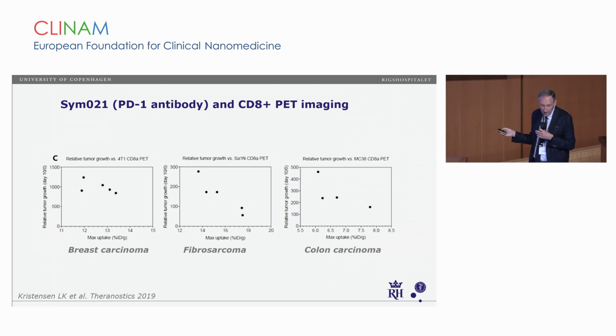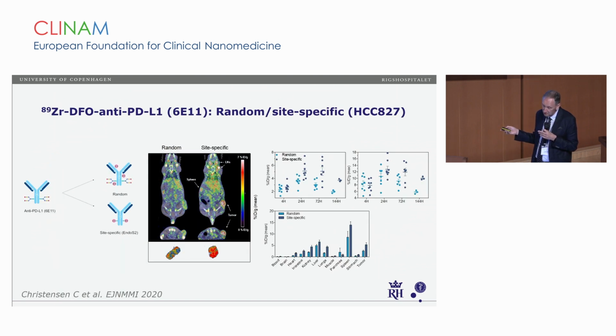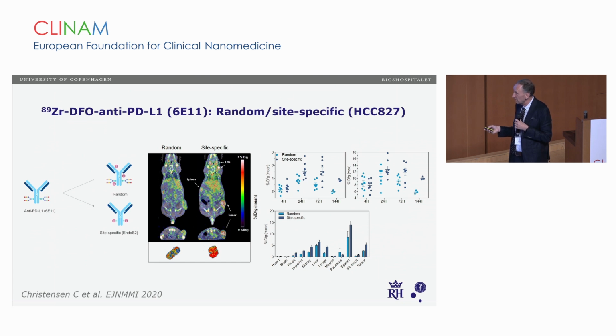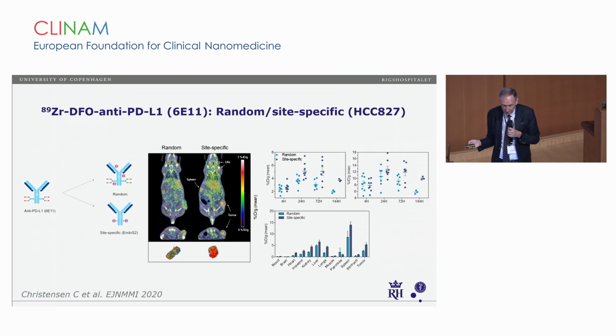So we were quite excited, and of course, this is something that has been taken much further. Also on PD-L1 or PD-1 imaging, we did imaging. What we did was actually site-specific labeling. You get a much higher uptake instead of random labeling. And you can see some of the initial animal experiments where the tumor is marked up there, and you have a much better signal when you go to site-specific labeling.